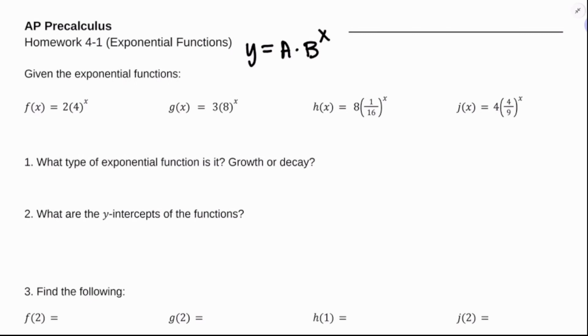Okay, so on number 1, 2 times 4 to the x, 4 is bigger than 1, that's growth. 3 times 8 to the x, again bigger than 1, that's also going to be growth. 8 times 1/16 to the x, that's going to be decay because the base is a fraction, it's less than 1. And then over here, 4 times 4/9 to the x, again, 4 over 9 is less than 1, so it's going to be decay.